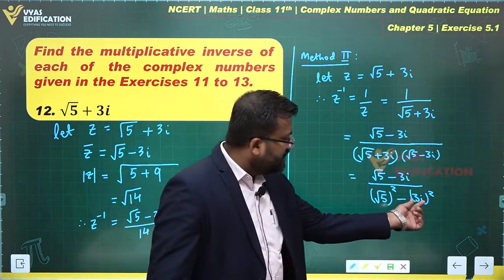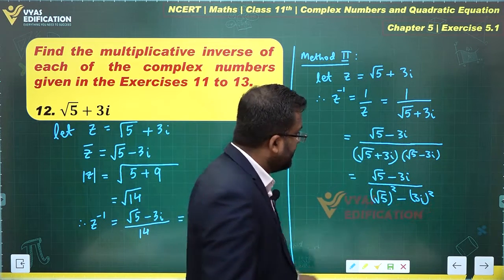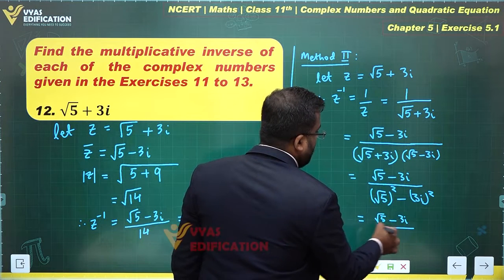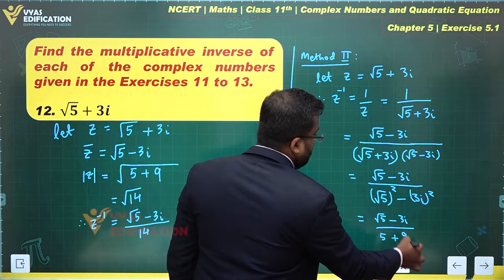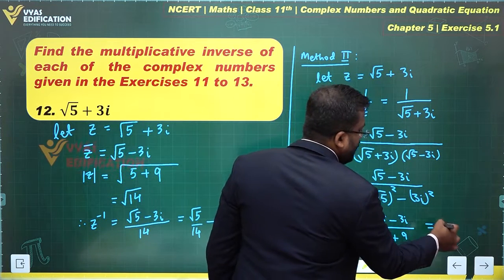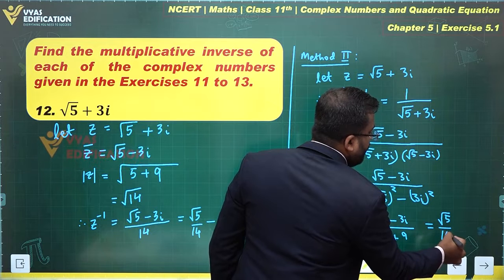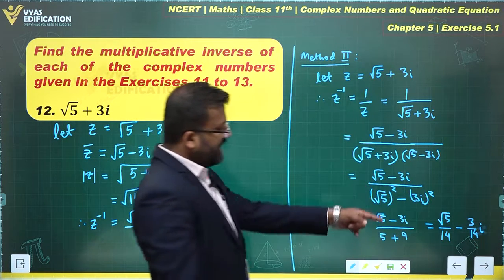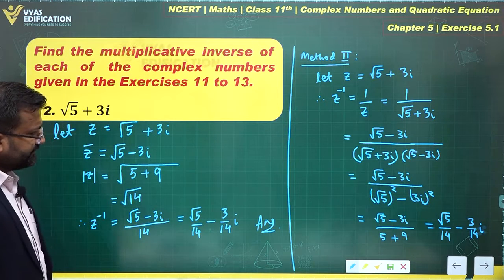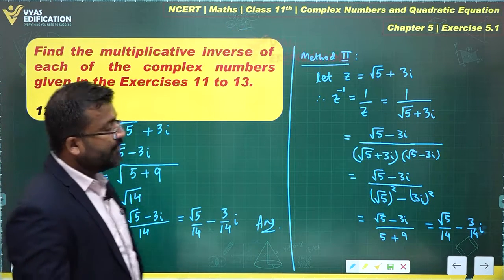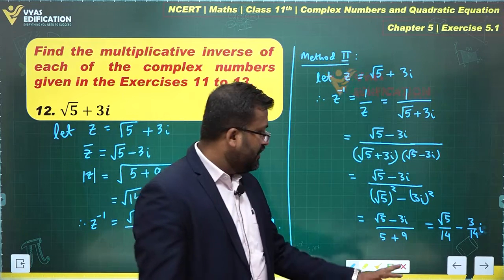And you know that i square is simply minus 1, this will become plus 9. So this is root 5 minus 3i over, this is 5 plus 9, which is 14 in the denominator, right? And yes, this will give me root 5 over 14 minus 3 by 14 i. That is my final answer. Once again, yes, using the other method for finding the multiplicative inverse of this question over here.